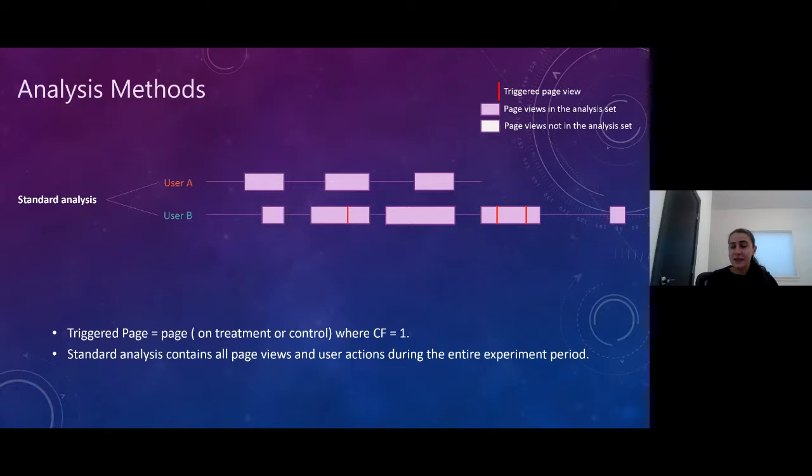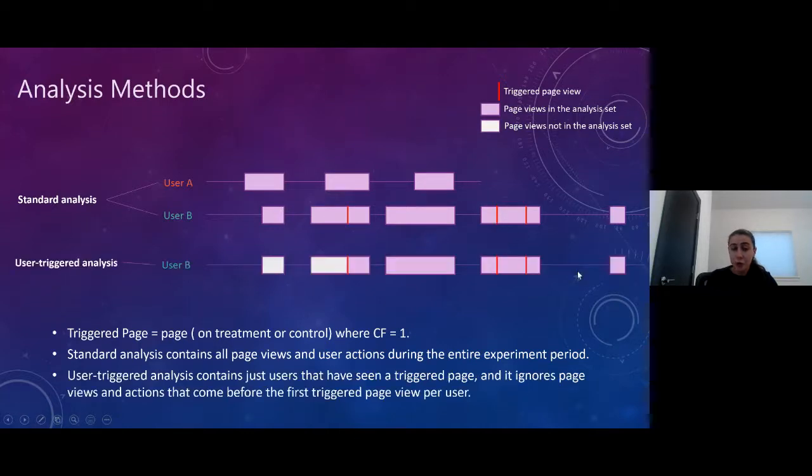And once you have that counterfactual flag, how do you actually analyze your logs to be able to zoom in on these triggered pages? So if the triggered page here is showing up for user B only as these red dashes, what we have is what we call the user triggered analysis. So we only filter the user that actually had these triggered page views, and we analyze their logs only in the metric, ignoring user A, which actually was not affected at all by the feature itself.